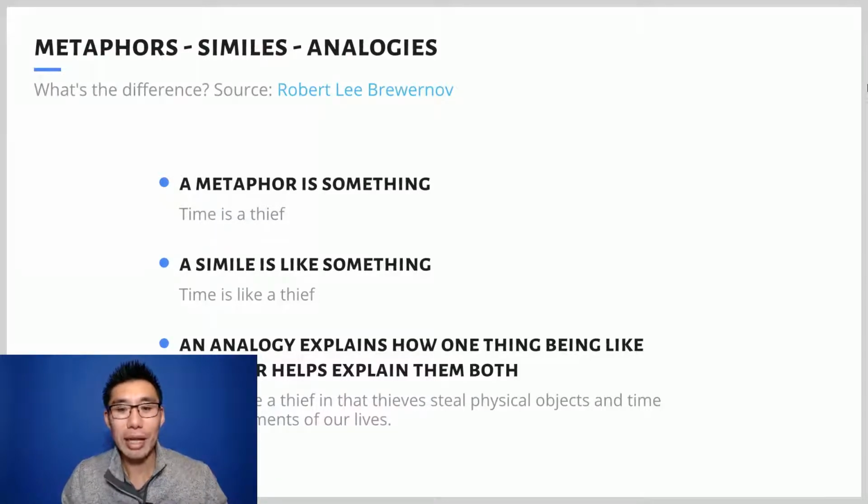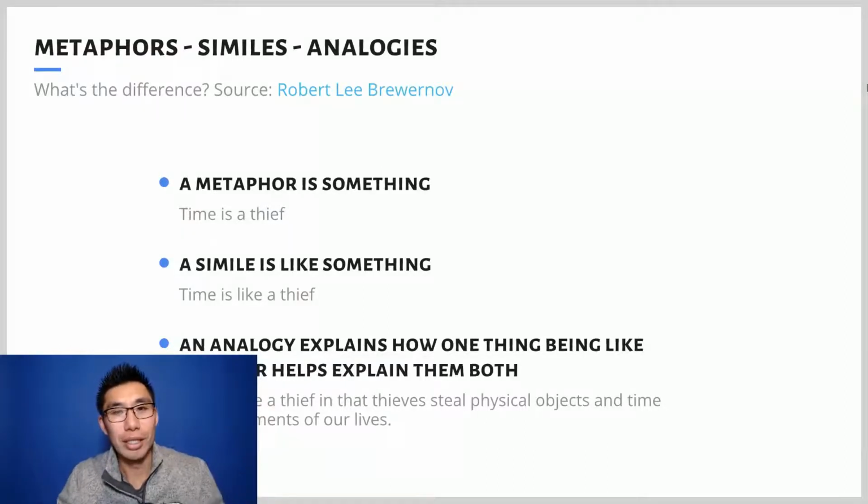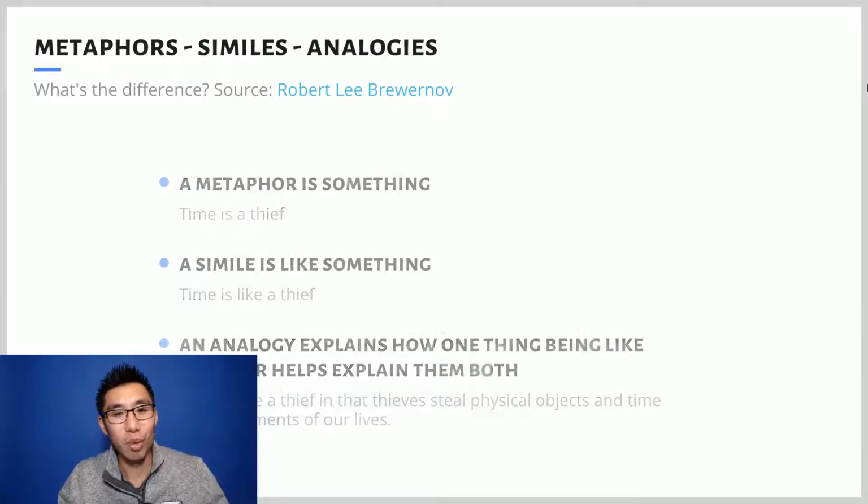Analogy explains how one thing is being like another, which helps explain them both. And we'll go into this some more, right? Time is like a thief in that thieves steal physical objects and time steals moments in our lives. So basically, you're just explaining what your metaphor or simile means. So I'm going to give more examples of this.